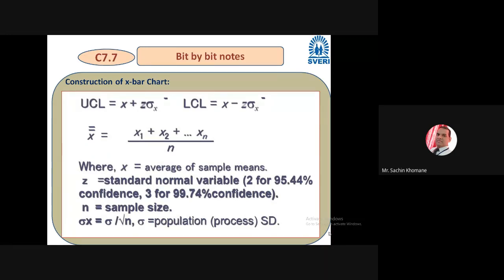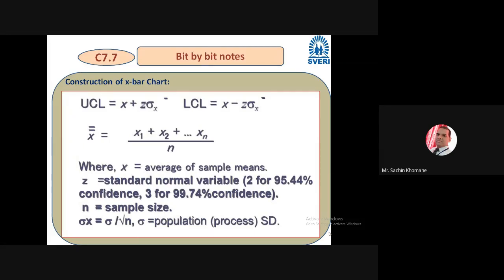So if you want to draw the X bar chart, all of us know that every control chart has two limits: UCL, the upper control limit, and LCL, that is the lower control limit. How to calculate the upper control limit? X double bar plus Z sigma X bar. And how to calculate LCL? X double bar minus Z sigma X bar. Now friends, one center line is also there. Above the center line the UCL will be there, and below that center line there will be the LCL.